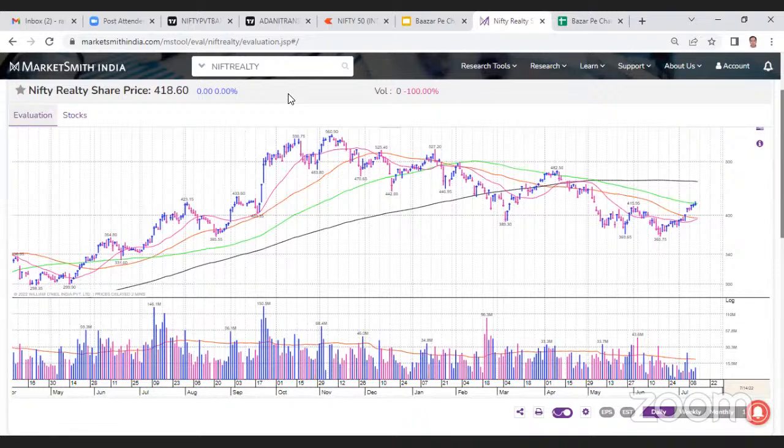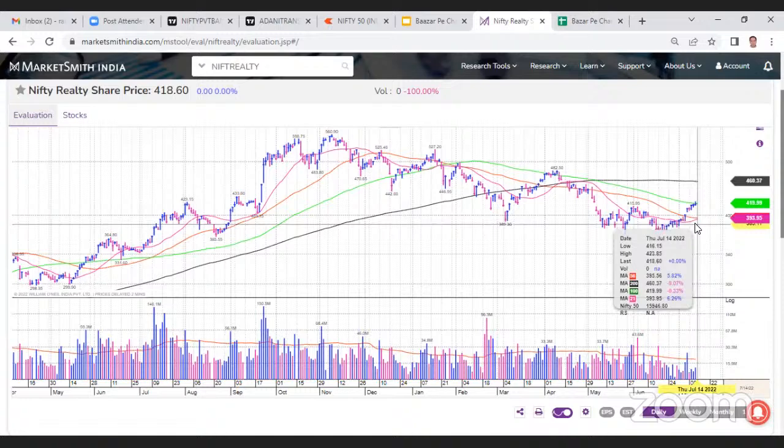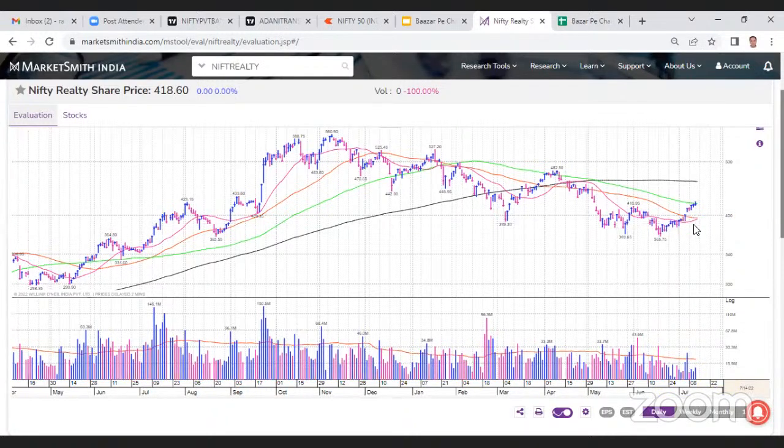Further, it has given a trend line breakout on the daily chart, and it is trending above the short-term key moving average, the 21-day exponential moving average. It has already reclaimed the 50-day moving average, but it is trending around the 100-day and 200-day exponential moving averages. From a levels point of view, the 200-day exponential moving average is placed around 425, and the 200 simple moving average is placed around 400 and 465-470.